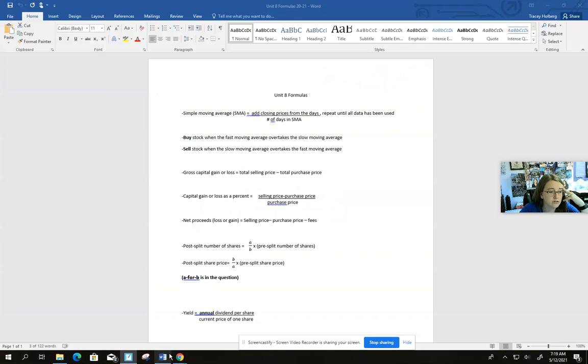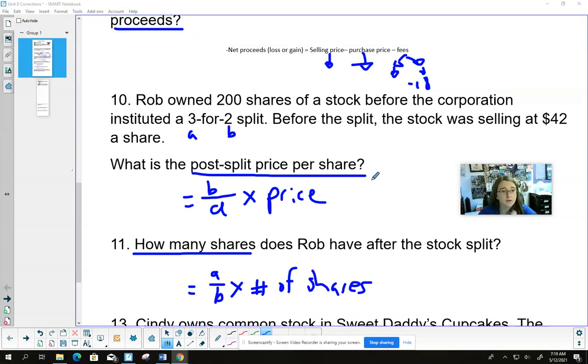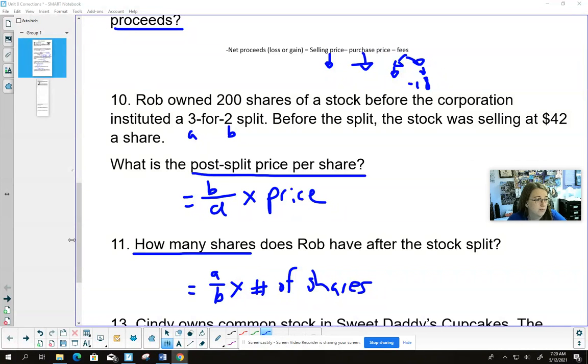How many shares? Number of shares. A over B times number of shares. As always, you can look back to your problem and let me know if you're still not sure why you got it wrong. If the formula wasn't the issue, I can help you from there.